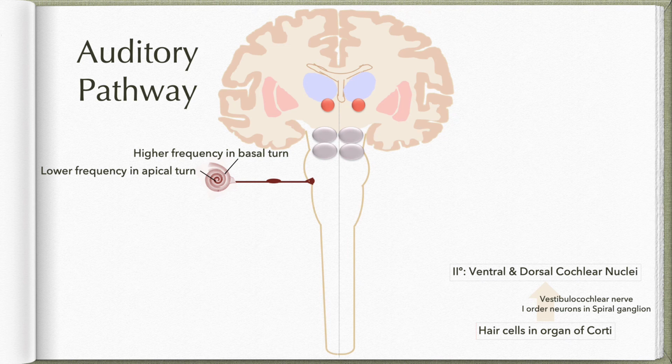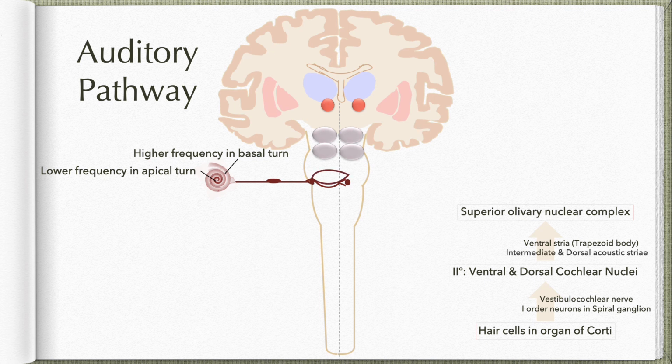From the ventral and dorsal cochlear nuclei, the fibers which begin will either cross as ventral striae by crossing in the trapezoid body to relay in the superior olivary nuclear complex, or they cross as intermediate or dorsal acoustic striae without relaying in the superior olivary nuclear complex. All these fibers will ascend in the lateral lemniscus, and those fibers which had failed to relay in the superior olivary nuclear complex will go on to relay in the nucleus of the lateral lemniscus.